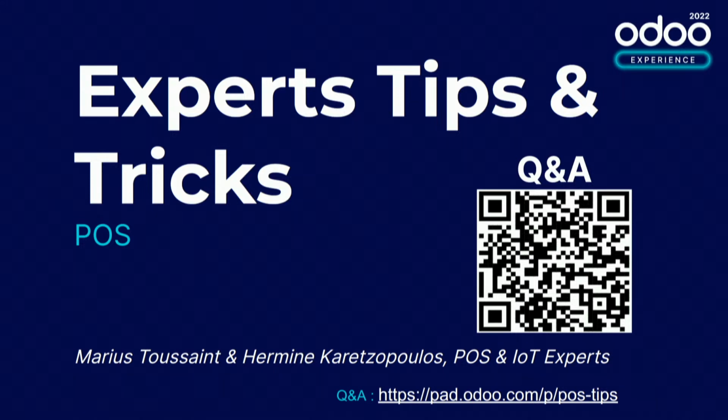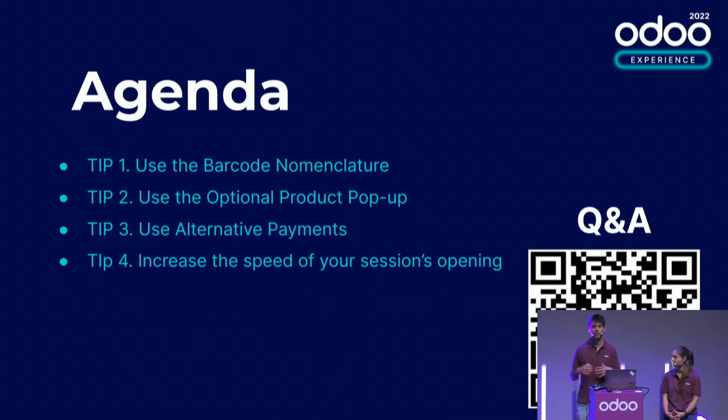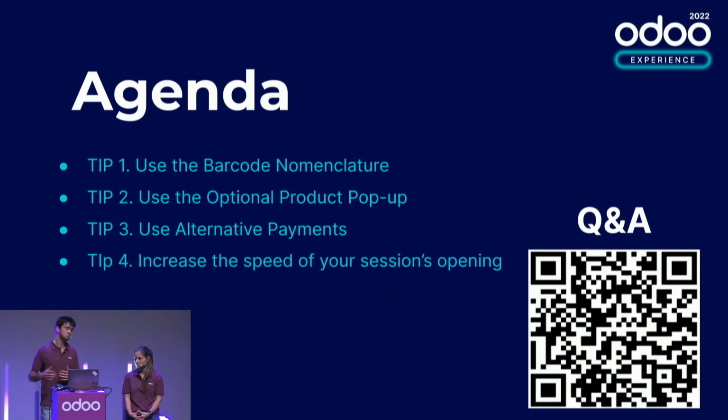If you're using Odoo point of sale or any other point of sale system, and you're wondering how you can make the best out of Odoo, then you're definitely at the right place. We will try to show you some tips and tricks to better use the point of sale system of Odoo. In the first place, I will present how you can use the barcode nomenclature in order to be more efficient, go faster in the point of sale, and increase customer satisfaction. In the second place, I will try to show you how you can use the optional product.